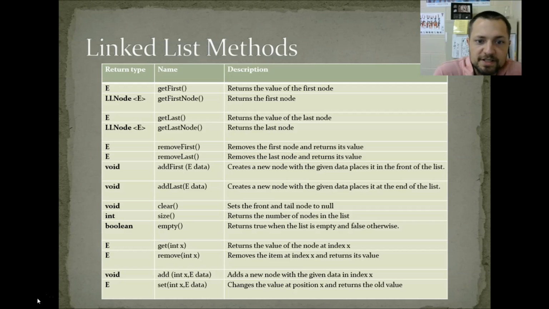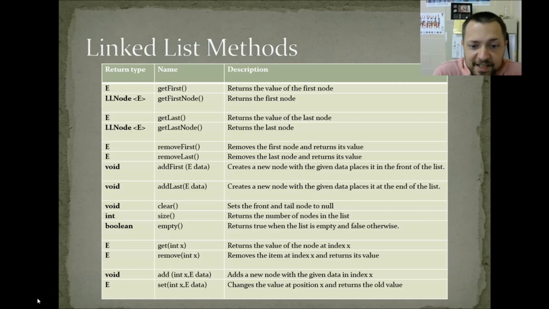Add first, we're going to send data, it'll create a new node, add it to the list, and that new node will be the first element now. We have add last, we add a new node to the list with the given data, and it becomes the new last node. Clear empties the list. Size tells you how many nodes, how long the list is. Empty returns true when the list is empty.